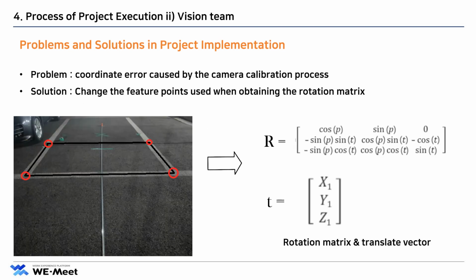The vision team's biggest problem was coordinate errors. Through cause analysis, we could see the problem was the rotation matrix obtained during the calibration process. Therefore, the error was reduced by taking feature points around the expected parking corners location to obtain the optimal matrix.